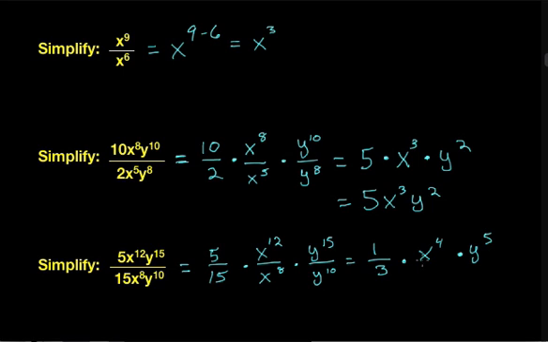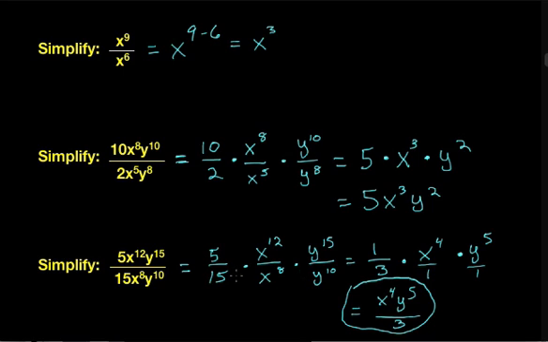Now, how do we multiply x to the 4th times y to the 5th times 1/3? Well, if we think of these terms as fractions, then all we have to do is multiply straight across. So we're left with x to the 4th, y to the 5th in the numerator over 3. And here's our answer right here.